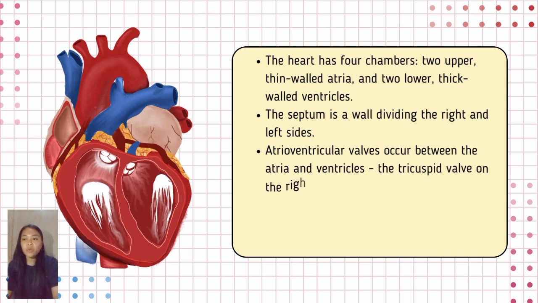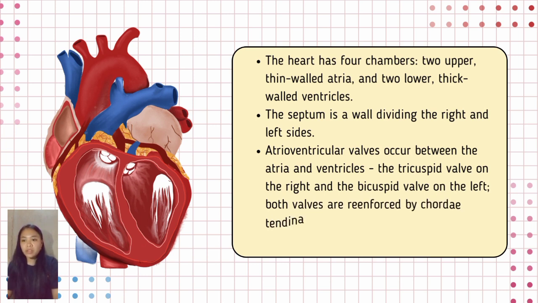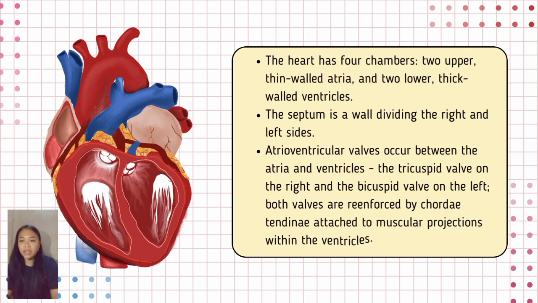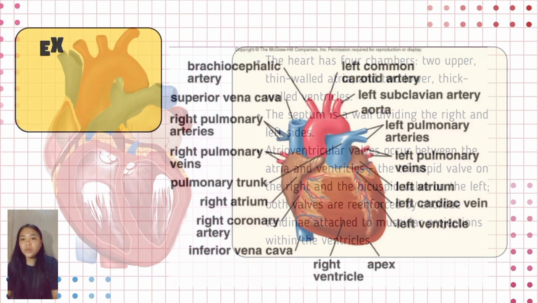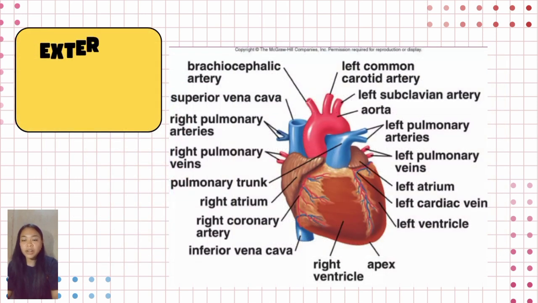Atrioventricular valves occur between the atria and ventricles: the tricuspid valve on the right side and the bicuspid valve on the left side. Both valves are reinforced by chordae tendineae attached to muscular projections within the ventricles. Take a look at the picture above for the internal heart anatomy.